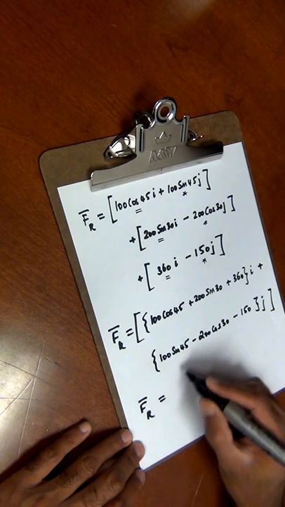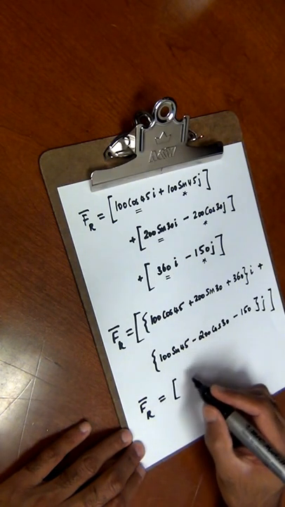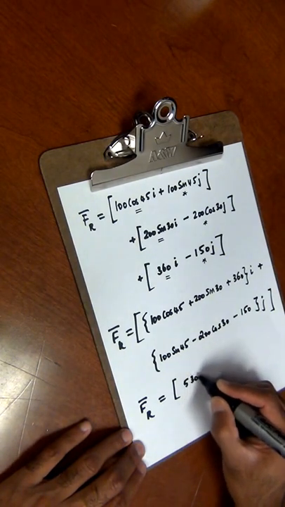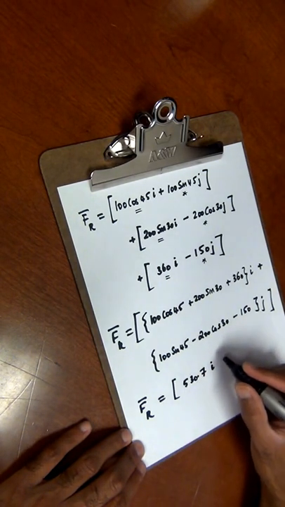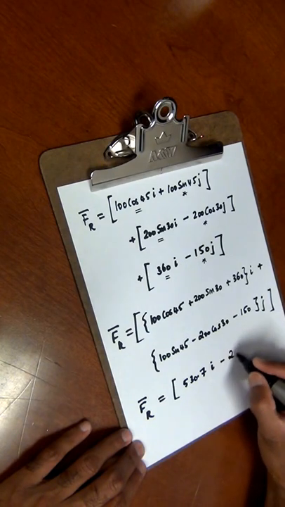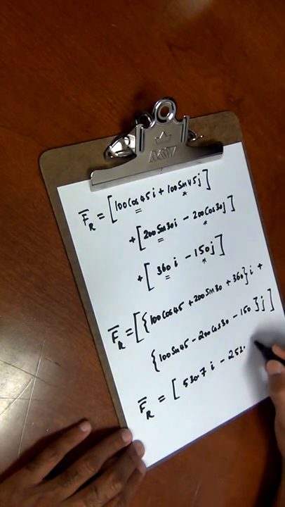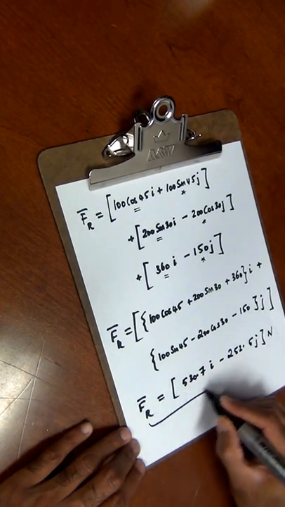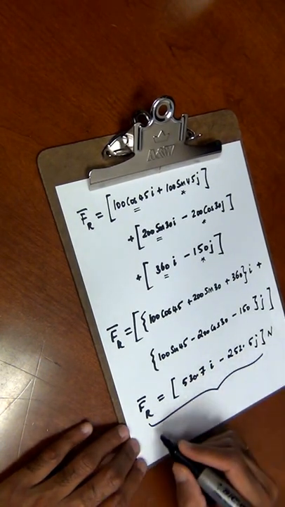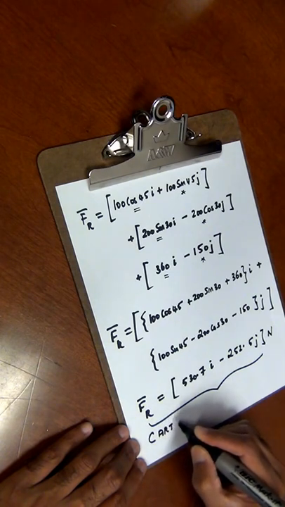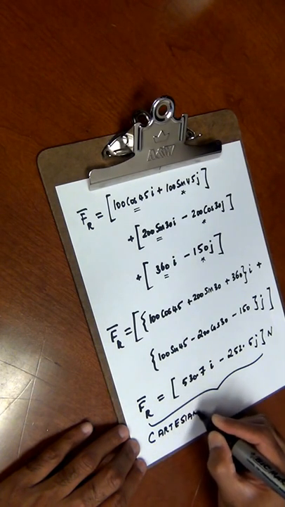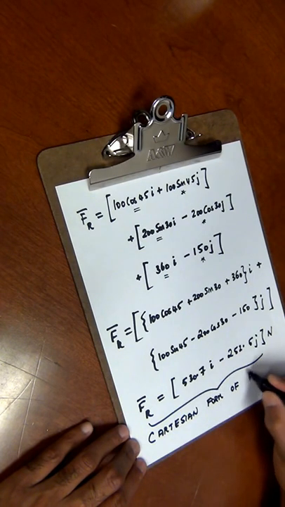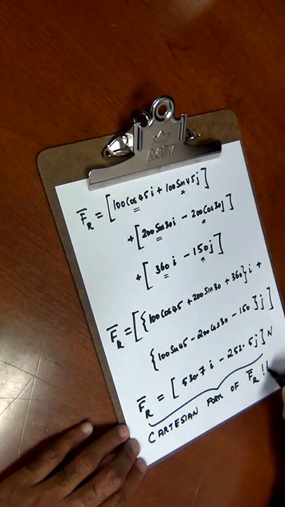So Fr is now going to be, after adding these things up, 530.7i minus 252.5j so many newtons, and this is the Cartesian form of the resultant force vector Fr.